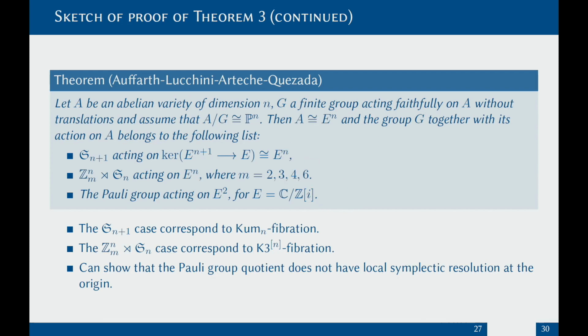And you can show that the Weyl group cannot give you a smooth hyper-Kähler manifold, because the singularity at the origin is just so bad that it doesn't have a symplectic resolution. So this guy you have to throw out. It doesn't show up.